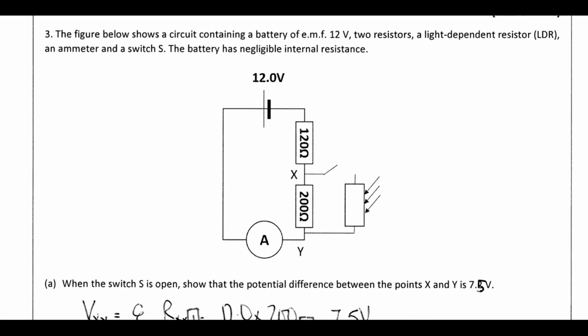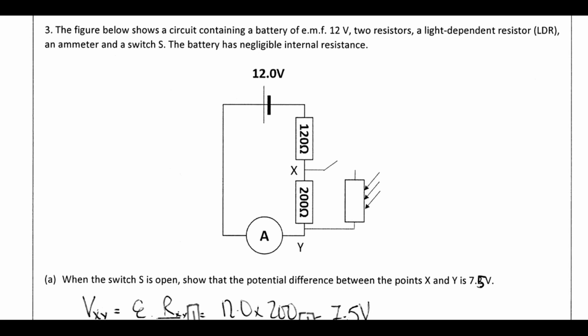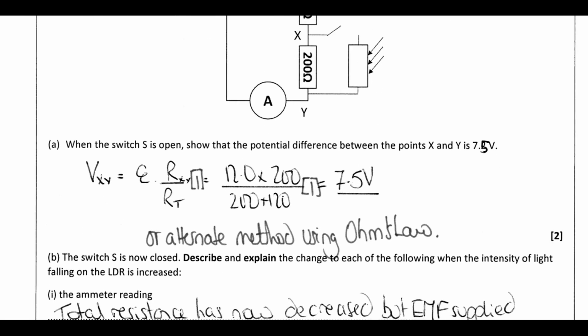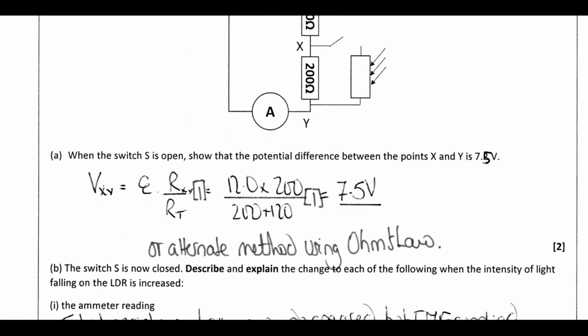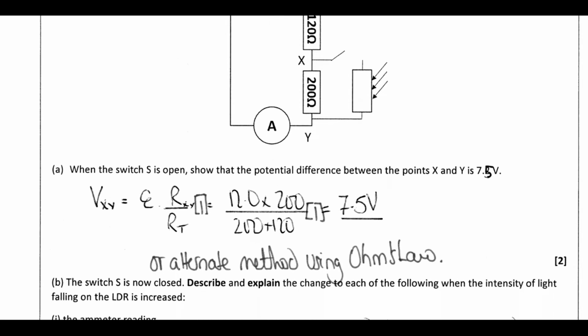Okay, so moving on to question 3, we've got a circuit containing a battery of EMF 12 volts, 2 resistors and an LDR. And we've got an ammeter in there and a switch, and again your battery has no internal resistance. Lots of assumptions being made, never mind. So the switch is open, so we can see that disconnects the LDR from the circuit. Show that the potential difference between points X and Y is 7.5.